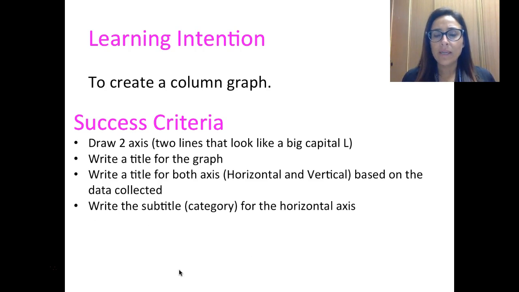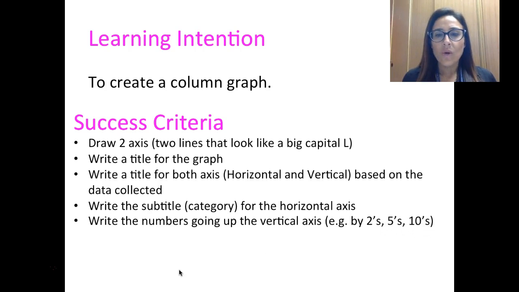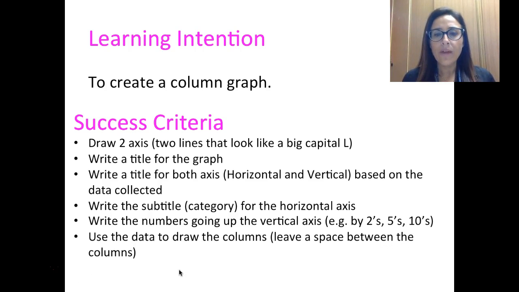Then you need to write a subtitle category for the horizontal axis. You also need to write the numbers going up the vertical axis. You can do this by 2s, 5s, 10s, again depending on the data you collected. And finally, you need to use the data to draw the columns. Leave a space between the columns.